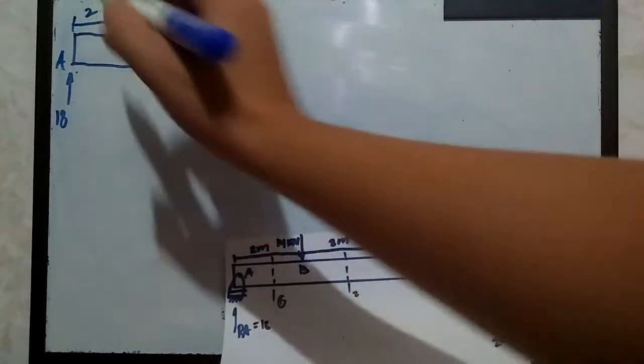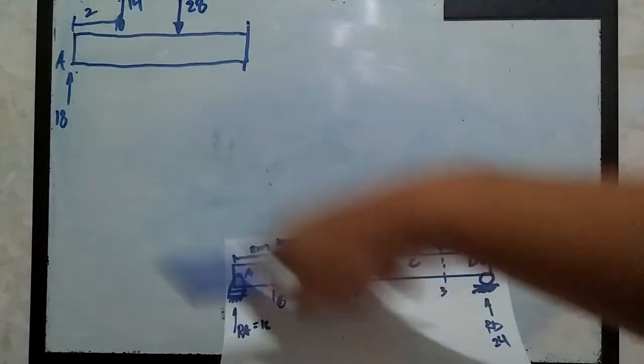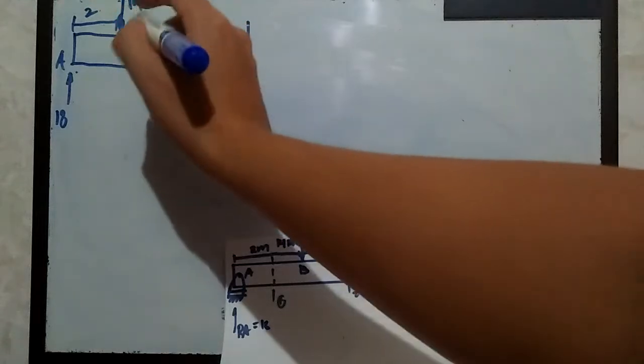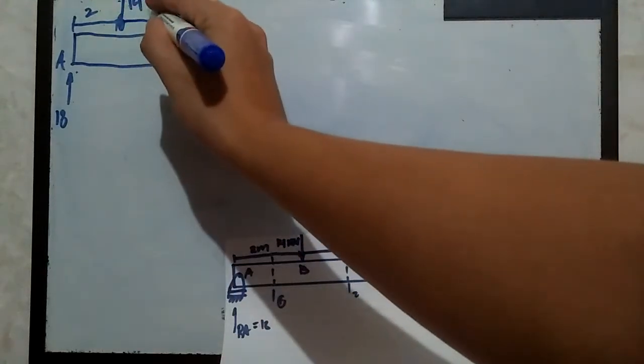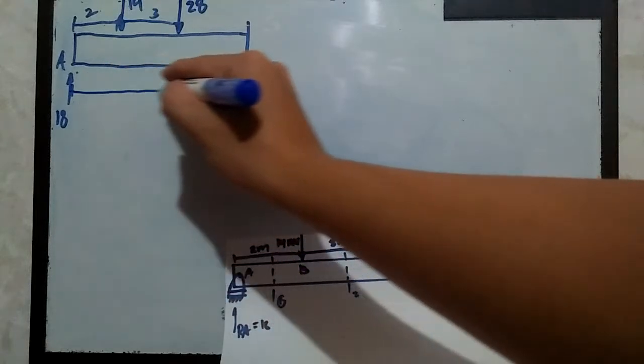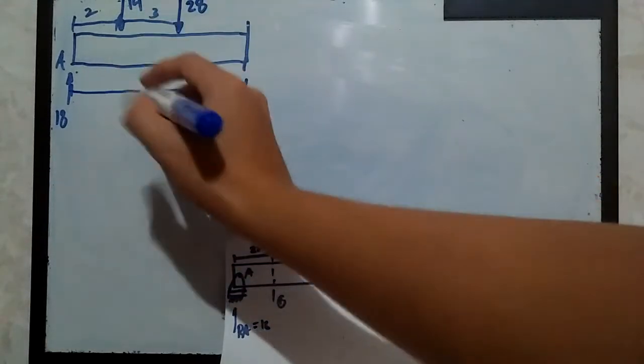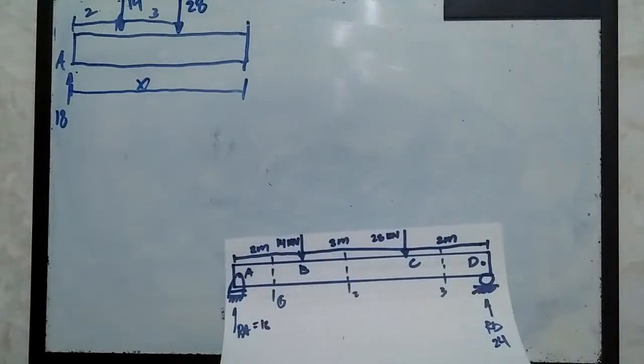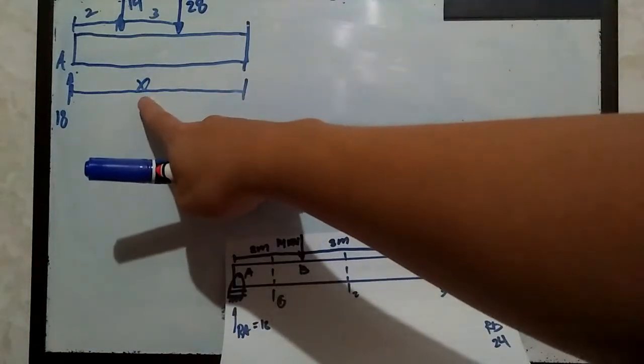And then from this point to 14, this is A, we have a measurement of 2 meters. So that is 2. And from 14 kilonewton to 28, we have 3 meters. So this one is 3. And the whole section is measured as X, because we don't know the definite measurement. That's why we designated it as measurement X.